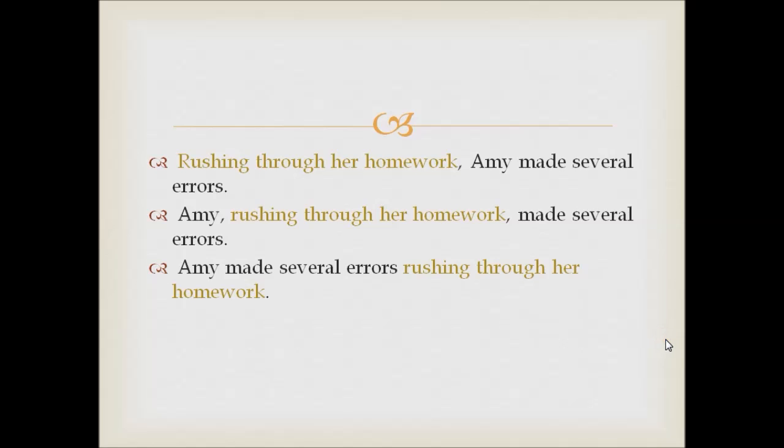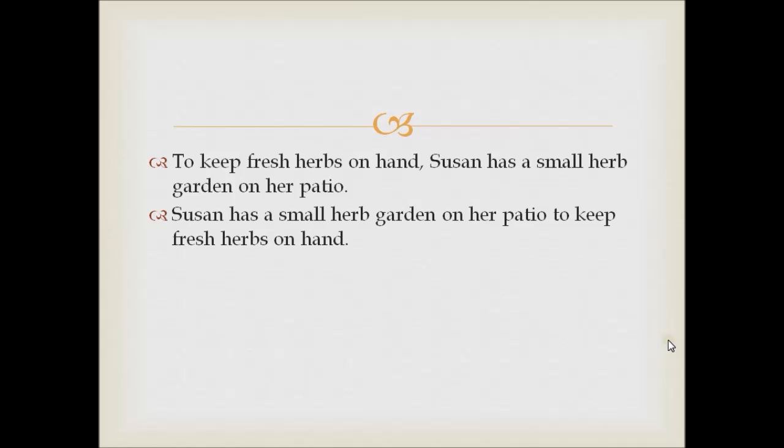The same thing happens with modifiers that start with the word to. They can go at the beginning with a comma, or they can go at the end without a comma, as in these two sentences. There's a few other issues with modifiers I'd like to draw your attention to as well.